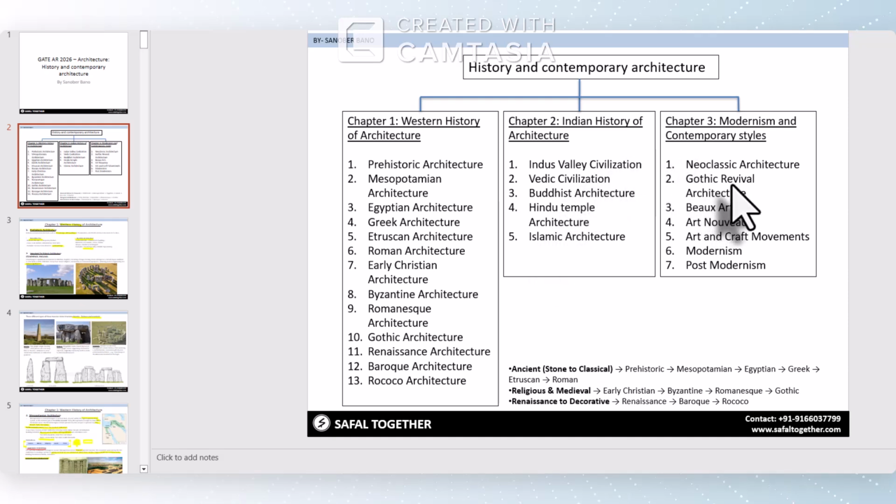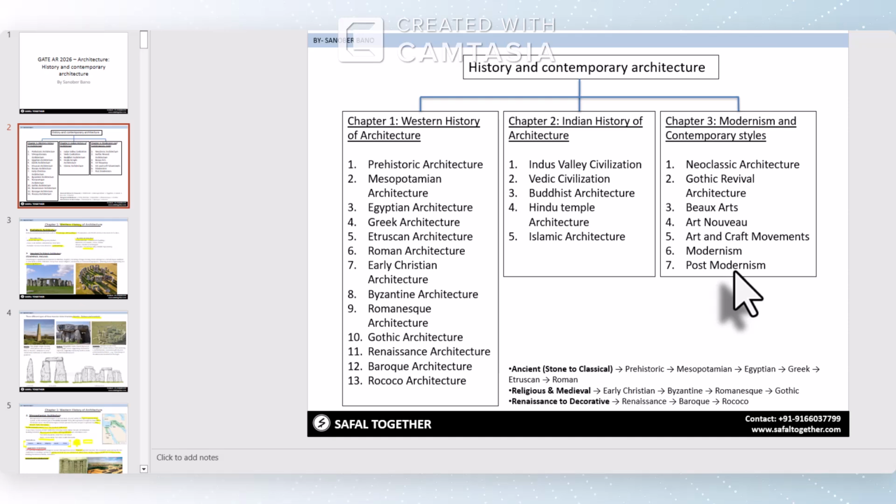In chapter 3, finally, the third chapter brings us to the modern age, starting with neoclassical architecture, Gothic revival architecture, Baroque, Art Nouveau, Arts and Crafts movement, modernism and postmodernism. This chapter is extremely crucial for match-the-following questions, especially when connecting architects with their movements and also with their buildings. So my personal recommendation is: learn history as a timeline, not as isolated topics.